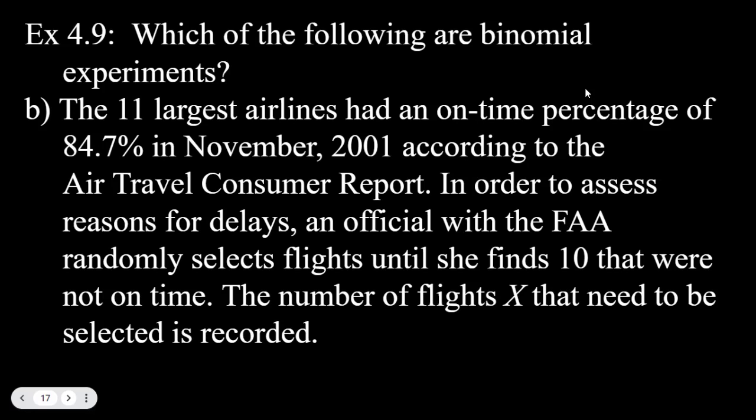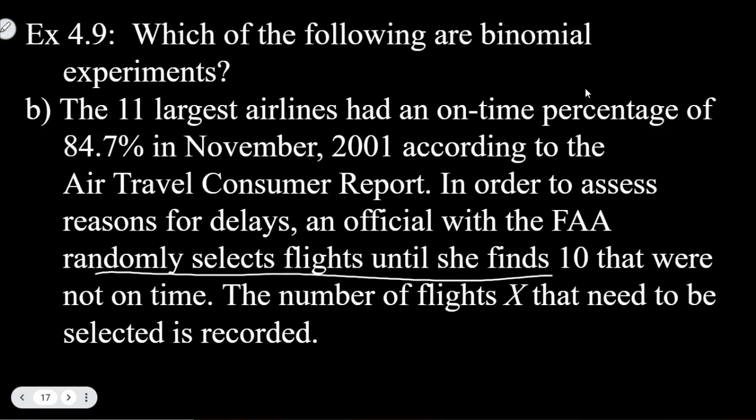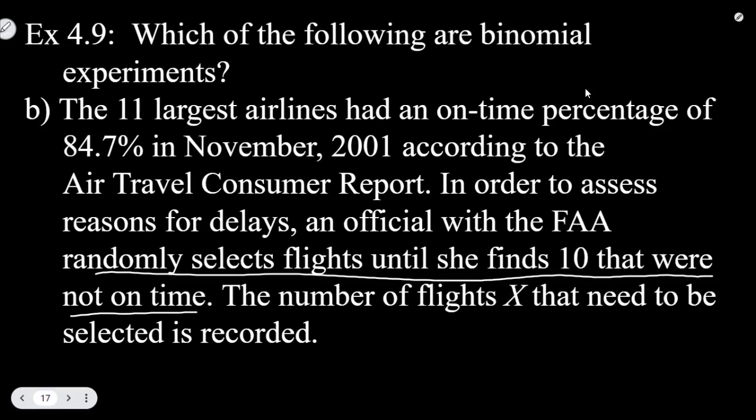So at least the first thing that jumps out at me is this right here. The official randomly selects flights until she finds 10 that were not on time. That is not a binomial experiment right away, because remember that for our binomial experiment, there has to be a fixed number of trials, and that has to be decided before you even start. You can't just keep going and going with more trials until finally you find 10 of them where they're not on time. So that one is not a binomial experiment.